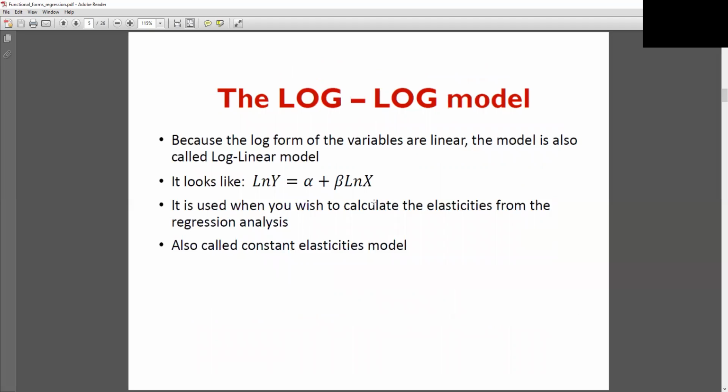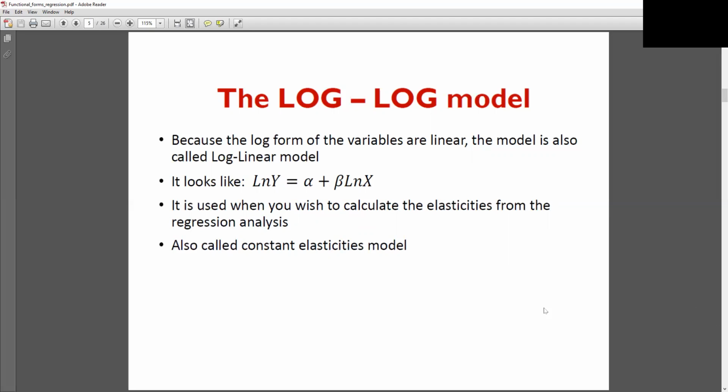This log-log model is best to calculate elasticities, because the coefficient of the slope that you're getting is itself sufficient for elasticity: the value of the slope itself is the elasticity of the model. This is very important. For example, here you are getting a value of 0.4. So 0.4 is the value of the slope, and that itself is the value of the elasticity. That is why it is also called the constant elasticities model.